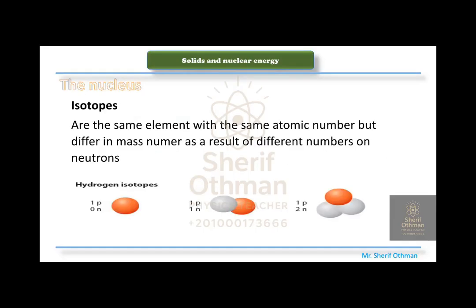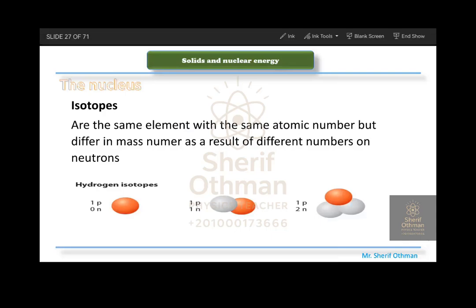What are isotopes? Isotopes are the same element with different numbers of neutrons, which means the atomic number is the same while the mass number differs. Here, hydrogen isotope: it has only 1 proton and 0 neutrons, so the atomic number is 1, while the mass number is 1. The next isotope, deuterium, has 1 proton and 1 neutron, so the atomic number is 1 and the mass number is 2.